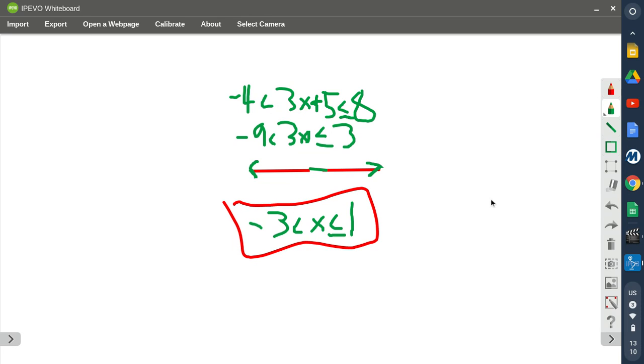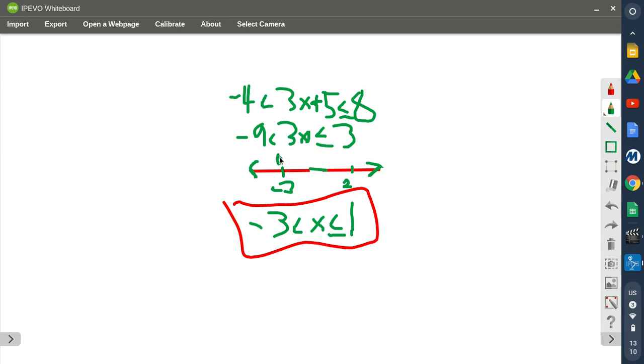So now you need to graph it on a number line. You take your smallest number, which is -3. That doesn't even look like a 3. Then your biggest number, which is 1. That looks like a 2, but it's a 1. So x is bigger than -3.